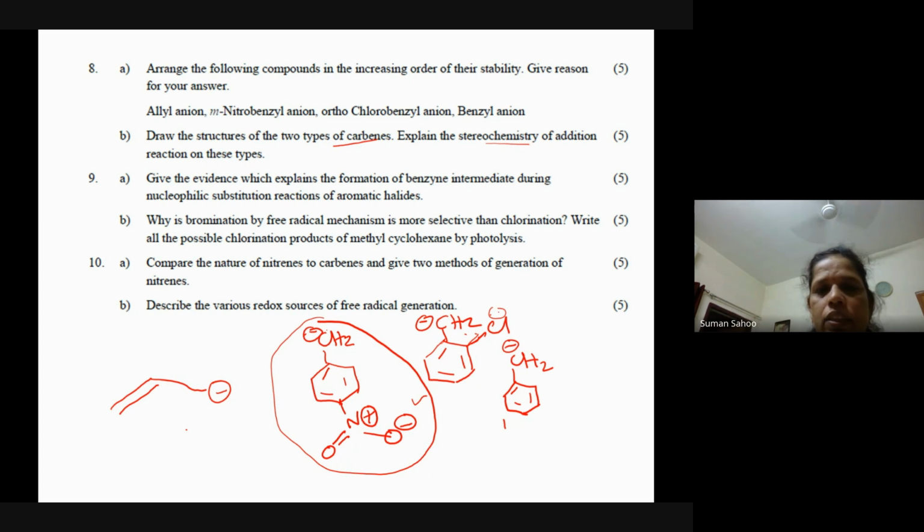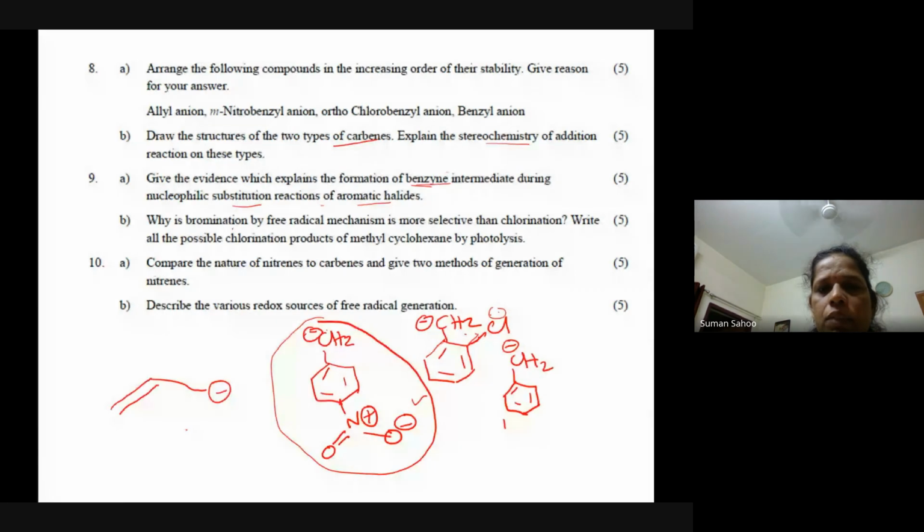Give the evidence which explains the formation of a benzyne intermediate during nucleophilic substitution reaction of aromatic halides. You can give the evidence of the isotopic labeling study. When anthracene is present, it undergoes a cycloaddition reaction, and when no hydrogen is present at your ortho position, the reaction does not happen. So these are the evidences. You can get other evidence also, but these three are very important.